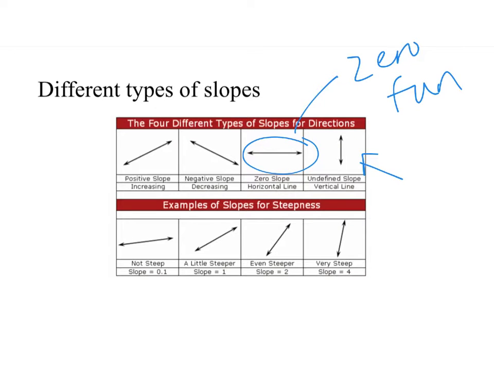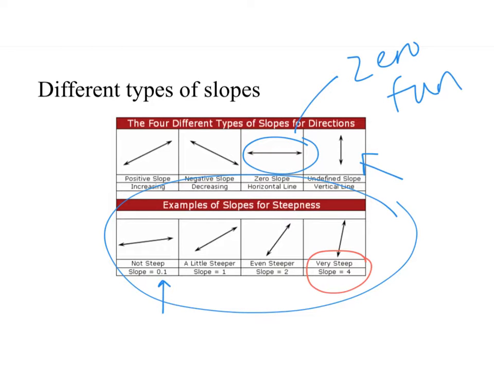If you look at the examples of slope for steepness down here, not steep is a small slope. Look at that, a small change, a little steeper, then it gets even steeper. And then if you look here, a very steep slope has a slope of 4.